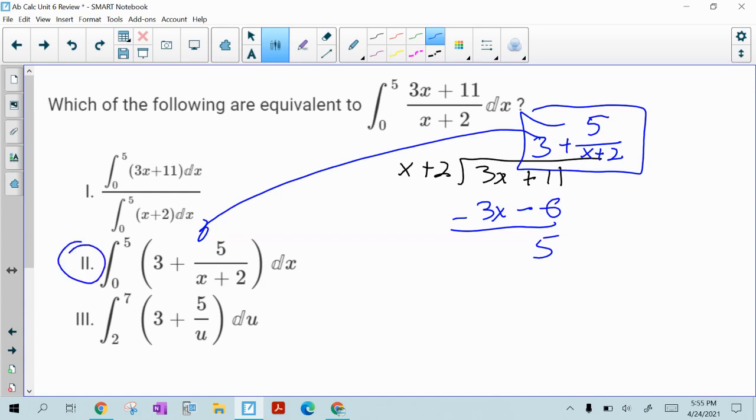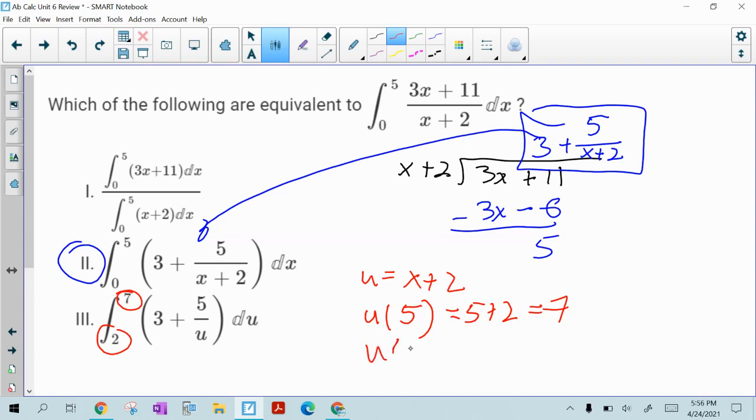What can they do to make your life miserable? They could change it into a U-bounds problem. Well, how would I go about doing that? It's pretty much just going to be the same sort of thing. They just created, let U be x plus 2. Does that change anything that I need to do on this problem? Not really. You just have to come up with the U-bounds. How do I do that? U of 5 is 5 plus 2, which gets me 7, and 0 gets me just plain 2. So therefore, this one works also.